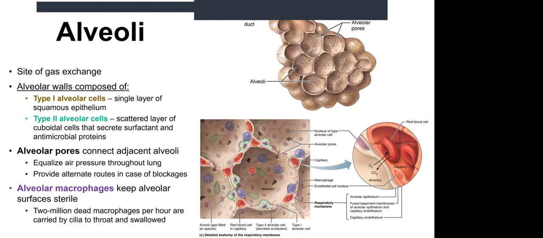And so believe it or not, 2 million dead macrophages per hour are carried by the cilia to the throat and are swallowed. So whenever you cough, you have a lot of the dead macrophages come up into the throat, and then you just swallow them. And that's just their job, to make sure that the lung surfaces of the alveoli are being kept spotless.